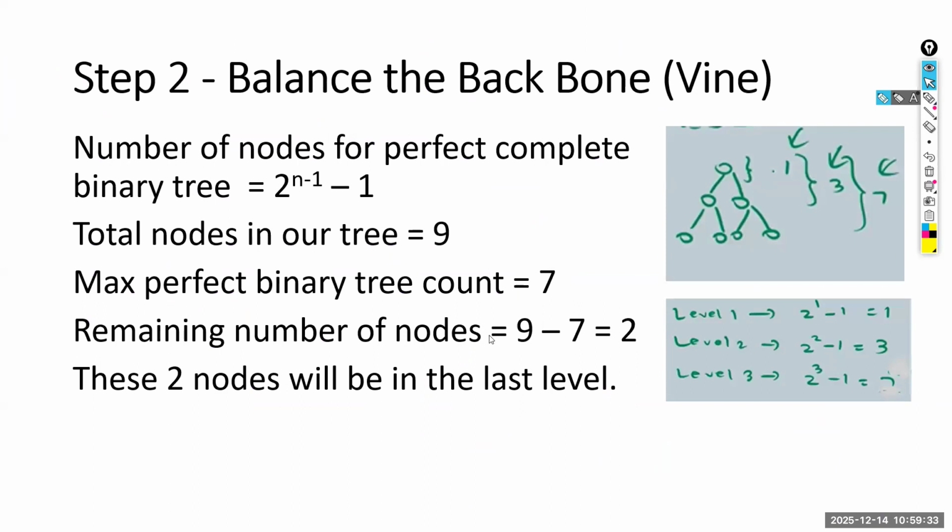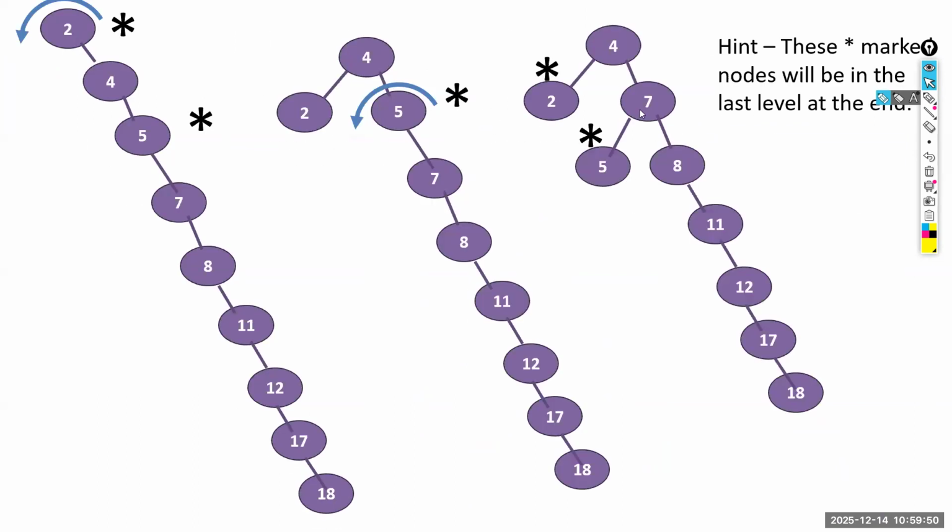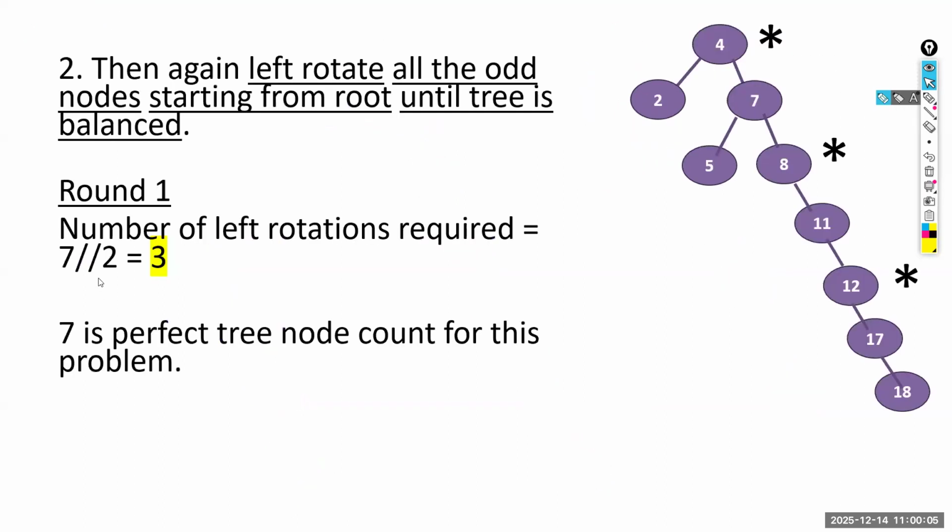You can see I have mentioned that the max perfect binary tree count is 7. We have 9. So 9 minus 7 is 2, because we can't go for 2 to the power 4 minus 1, because that is bigger than 9. Right, so now we have done those 2 rotations. Now what you're supposed to do is keep rotating odd values until you get your balanced tree. Or there is a small calculation where you can stop, but you don't need to worry about this.